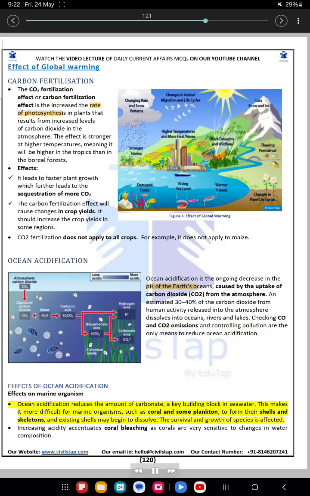This makes it more difficult for marine organisms, such as coral and some plankton, to form their shells and skeletons, and existing shells may begin to dissolve. The survival and growth of species is affected. Increasing acidity accentuates coral bleaching as corals are very sensitive to changes in water composition. Figure 6. Effect of global warming.